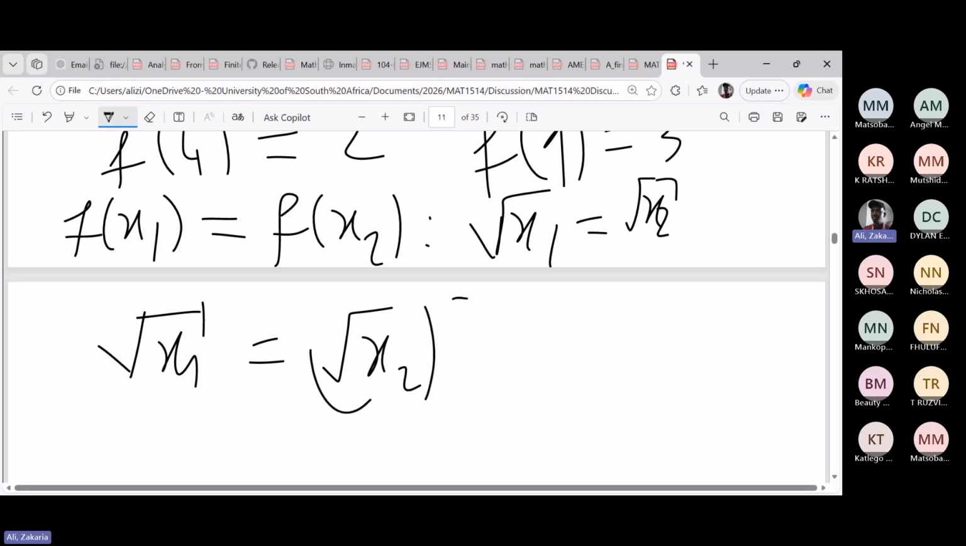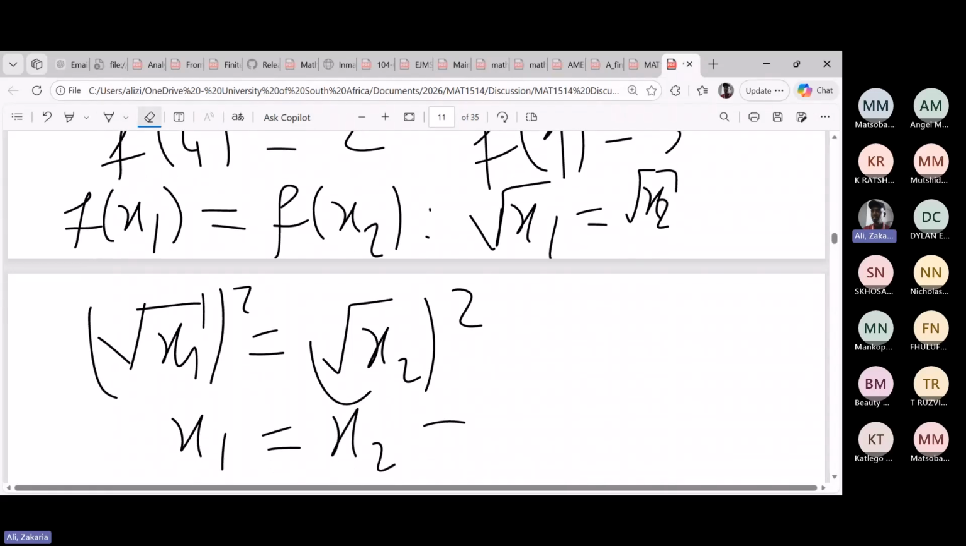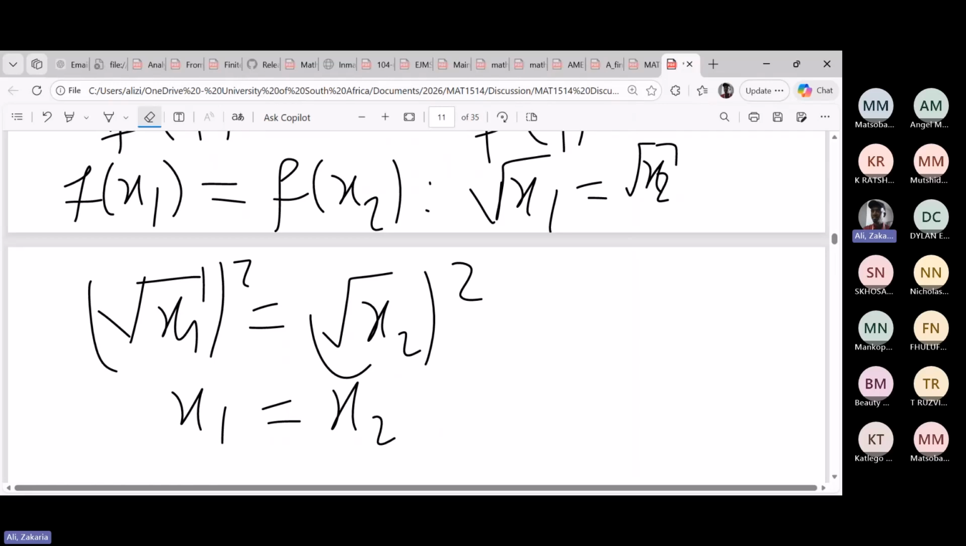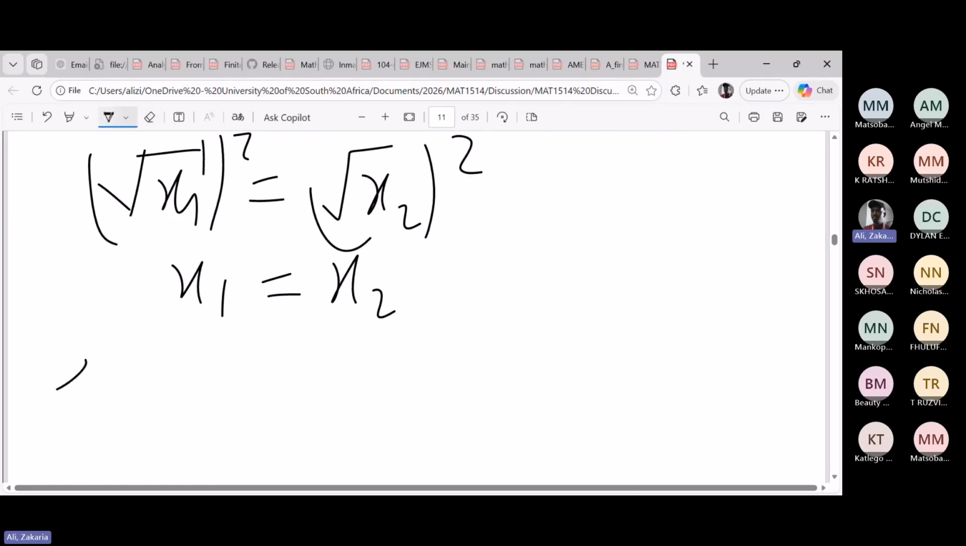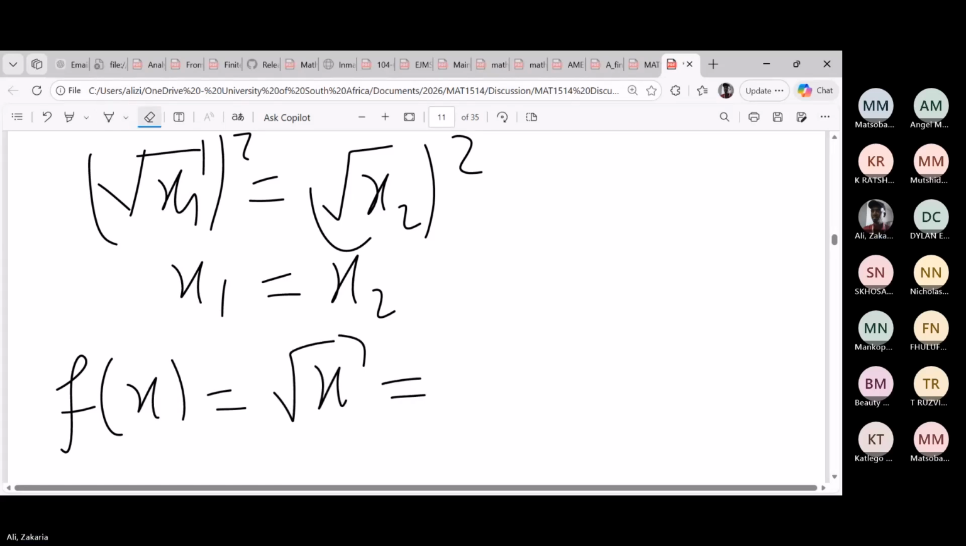I can square both sides. Then here I'm getting x1 equal to x2. So what happened is that we started with f of x1 equal to f of x2, and then we ended up by getting x1 equal to x2. Then it means that f of x equal to the square root of x is actually a one-to-one function.